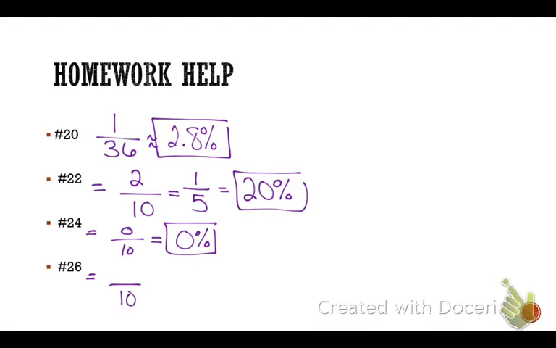Now it says spinning a prime number. Oh my goodness, what is a prime? I remember. Is 1 prime? No. It's neither prime nor composite. So 1 is out. What other prime numbers do you see? 2, 3, 5.